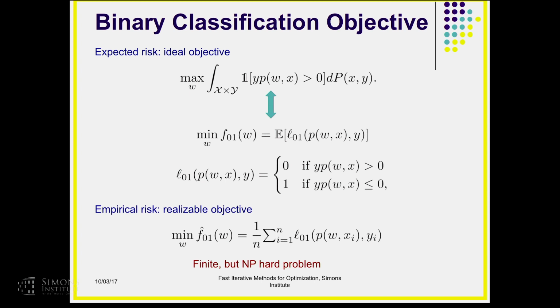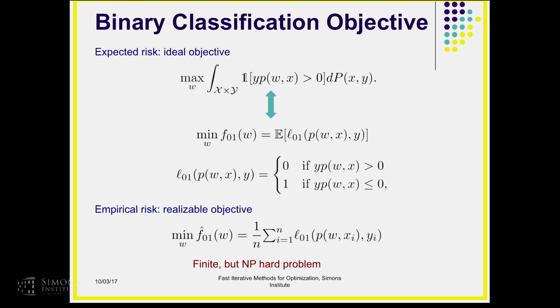This function is just a simple sample average approximation of that true optimization problem, except here I've switched to a minimum because it's more familiar. Instead of maximizing the correct prediction, I'm trying to minimize the number of wrong predictions. This is the same thing. And this is the 0-1 loss, which is measured as 1 whenever my prediction is wrong. Okay? No questions so far, I hope.